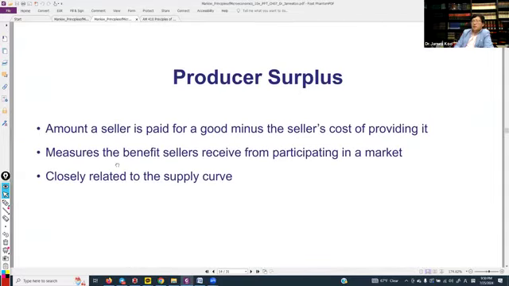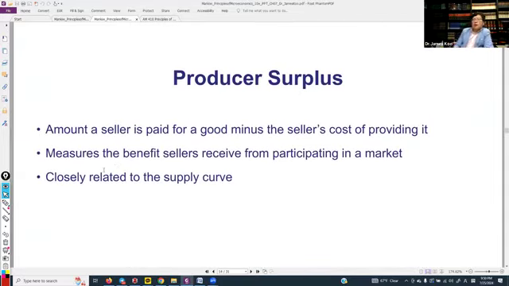In this case, producer surplus: the amount a seller is paid for a good minus the seller's cost of providing it. It measures the benefit a seller receives from participating in the market. It is closely related to the supply curve. Producer surplus.